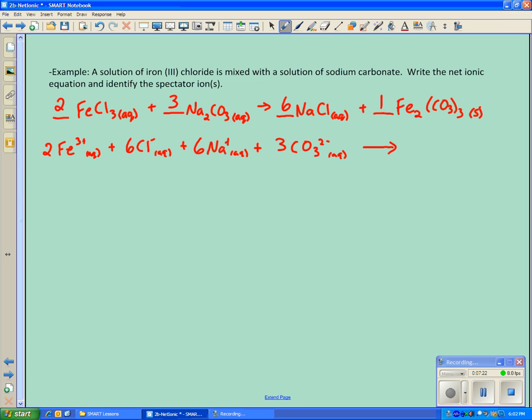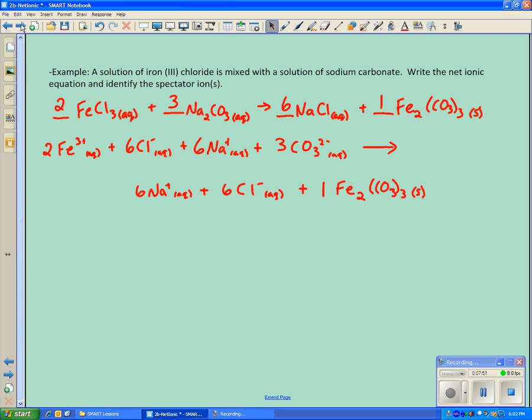On the product side, we're going to have 6 sodium ions and 6 chloride ions. And now 1 iron 3 carbonate. This is a solid, so it doesn't split up. We leave it as Fe2(CO3)3 solid.